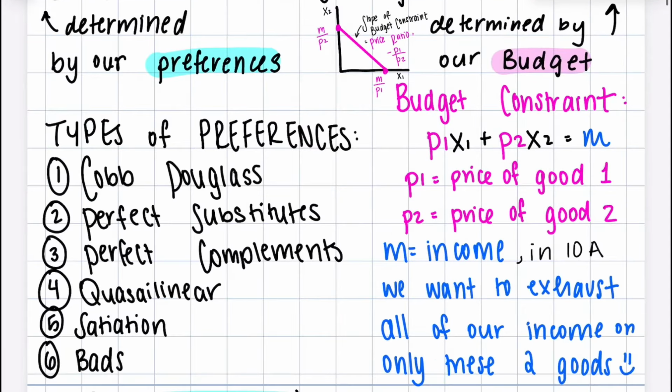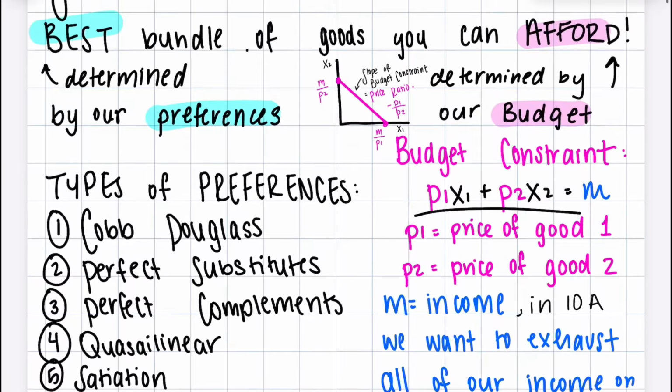Here is our budget constraint. It is P1x1 plus P2x2 equals M, P1 and P2 being our prices and M being our income. In 10A, we want to spend all of our income on these two goods only.